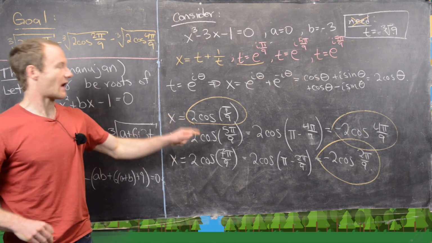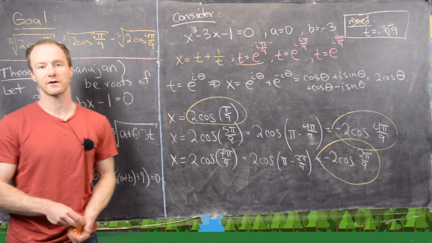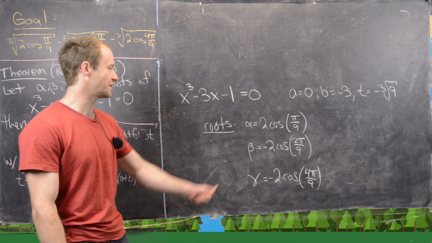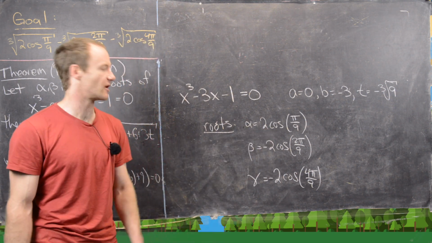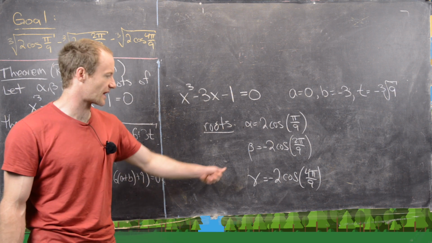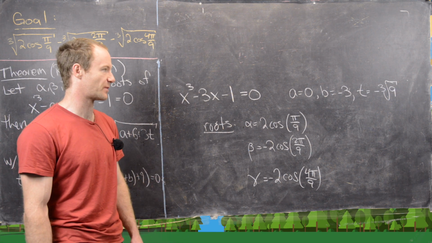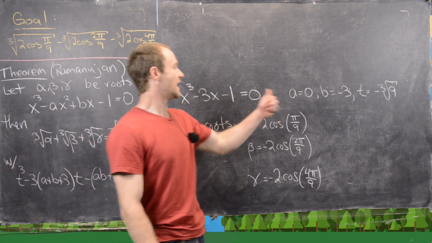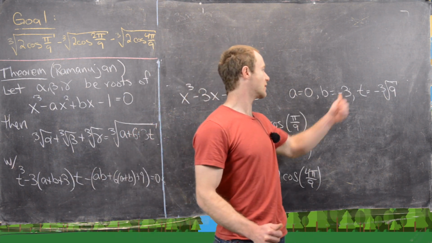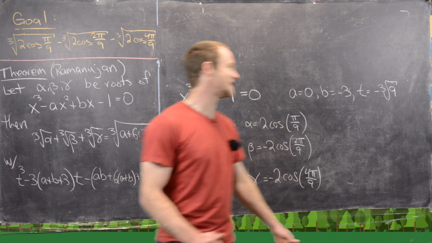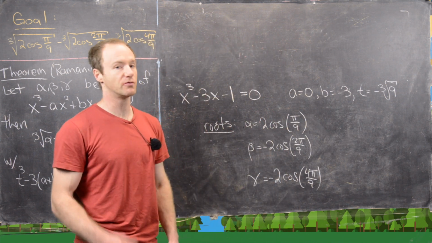Okay, so now I'll clean up the board and then we'll put it all together. We've been working with this polynomial. We finally got the roots for alpha, beta, and gamma: 2 cosine pi over 9, minus 2 cosine 2 pi over 9, and minus 2 cosine 4 pi over 9, where in the language of this theorem, we had an a value of 0, a b value of minus 3, and a t value of minus cube root of 9.